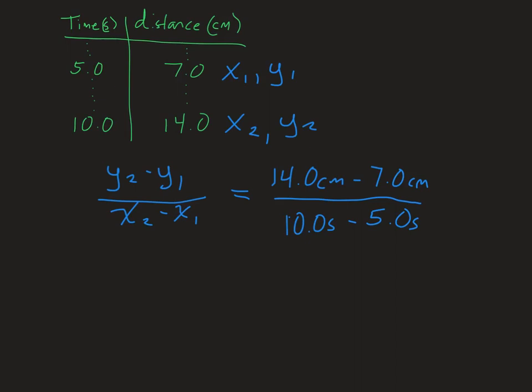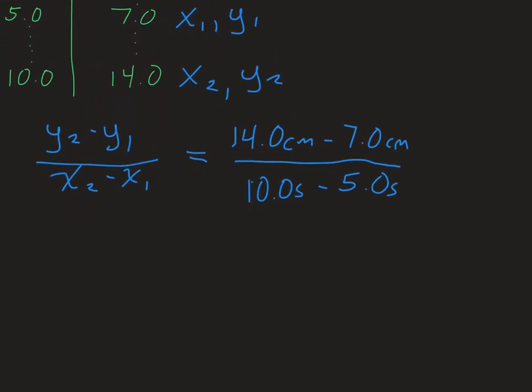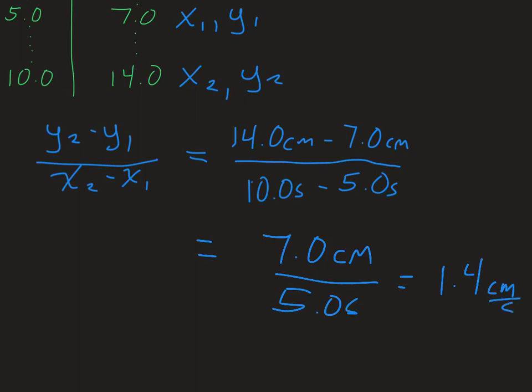Okay, and when I plug that into my calculator, what I'm going to get is 7.0 centimeters divided by 5.0 seconds. And when I do that math, I get about 1.4 centimeters per second. Okay, this time I do have the right number of significant digits because when I built this table, I wanted to make sure we had the right number.